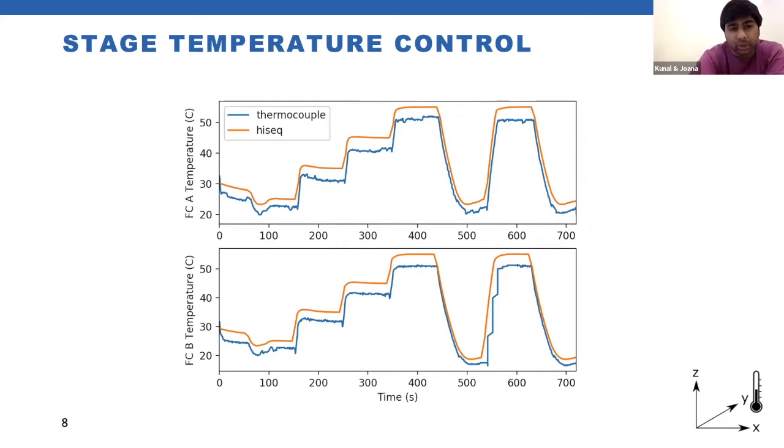And we measure the temperature of the individual flow cells from the HiSeq, and we also use an external thermocouple to read the temperature. The HiSeq usually runs hotter than what we set it to, depending. We think that's to compensate for any offset for the temperature inside an actual flow cell. And the temperature control for each flow cell slot on the stage can be independently controlled.